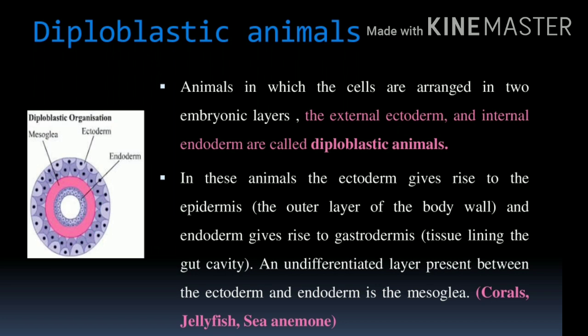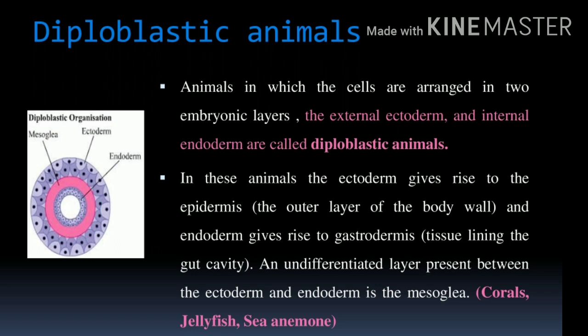I repeat, what are diploblastic animals? Diploblastic animals have two embryonic layers: the external ectoderm and the internal endoderm. What is the role of the external ectoderm? It gives rise to the epidermis. Derm means skin, epi means outer, so it is the outer layer of the body wall. What is the role of the internal endoderm? It gives rise to the gastrodermis. Derm means skin, gastro means intestinal. This is the tissue lining of the gut cavity.